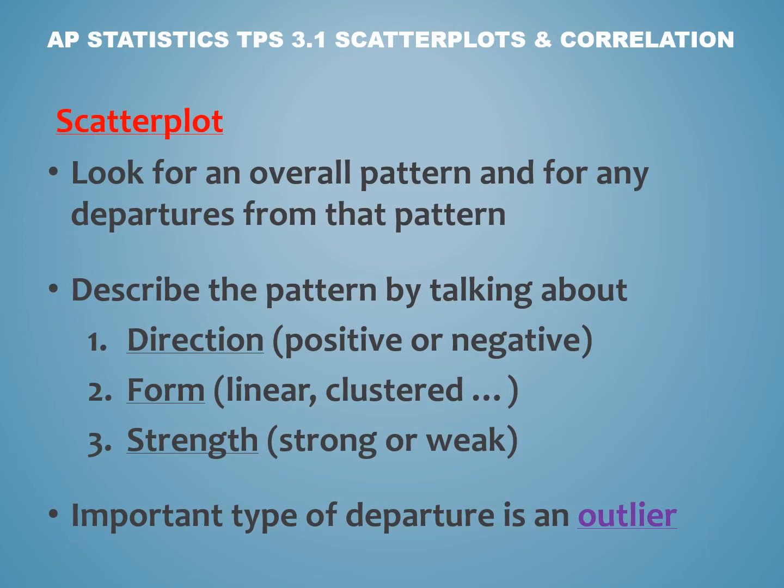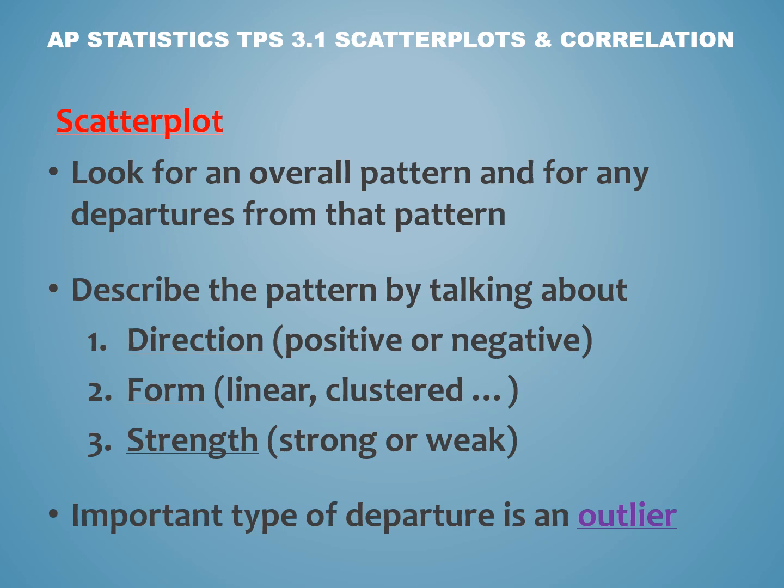All right, so what we want to do is look for an overall pattern and then be on the lookout for departures from that pattern as well. If we are asked to describe the pattern that we see in a scatterplot, or between the two variables, you must always talk about three things. The direction. In that last graph, we had a negative relationship. As the explanatory variable increased, the response variable decreased. So that would be a negative relationship.